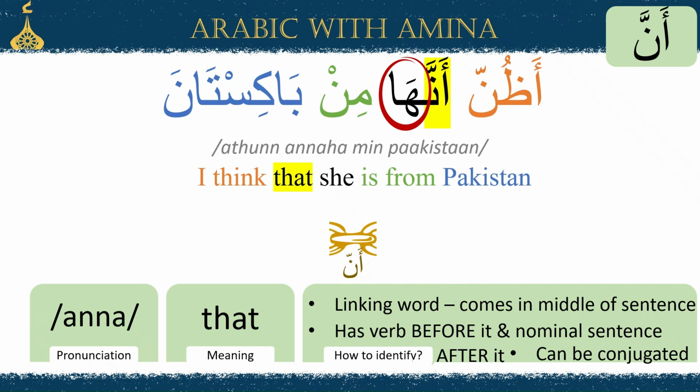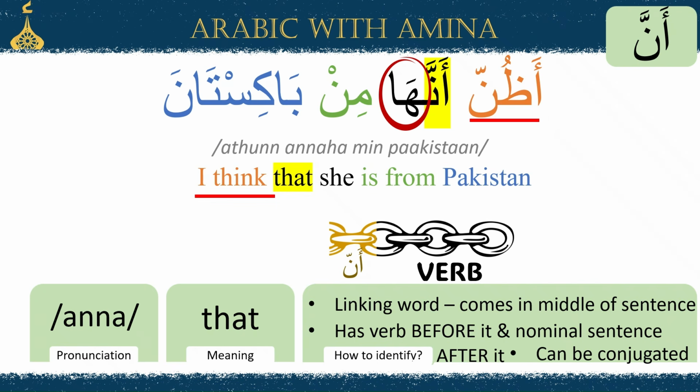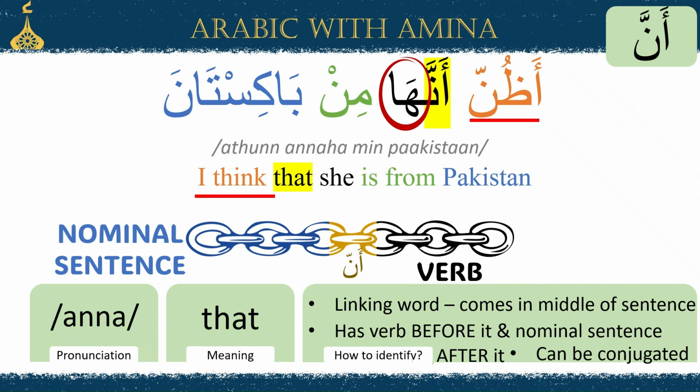Again, anna's the link. Before it is the verb أظن, I think. And the nominal sentence after it is she is from Pakistan. The she is actually conjugated to an, so أنها من باكستان.